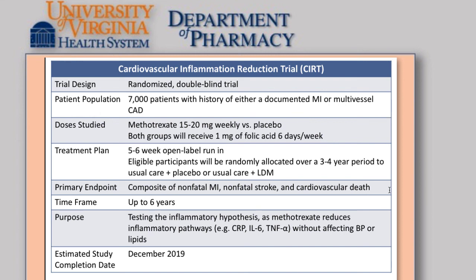They'll have a 5 to 6 week open label run-in, and eligible participants will be randomly allocated over a 3 to 4 year period to usual care plus placebo or usual care plus low-dose methotrexate. The primary endpoint will be what we saw with the CANTOS trial, so non-fatal MI, non-fatal stroke, and cardiovascular death. Time frame of follow-up will be 6 years, and they'll be testing the inflammatory hypothesis.